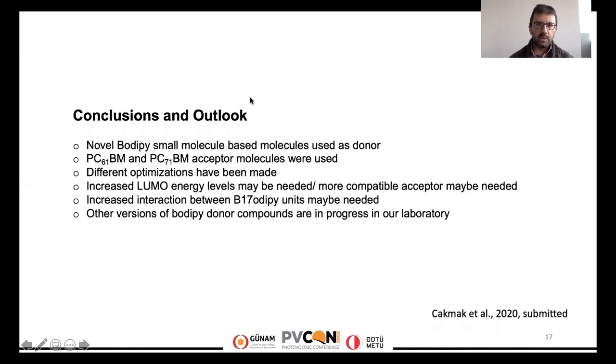Here is our conclusion and outlook, where novel small molecules were used as donor molecules, and PC61BM and PC71BM acceptor molecules have been used, and different optimizations have been performed. Increased LUMO energies may be needed, and a more compatible acceptor may be needed, to get higher values with this type of solar cell.